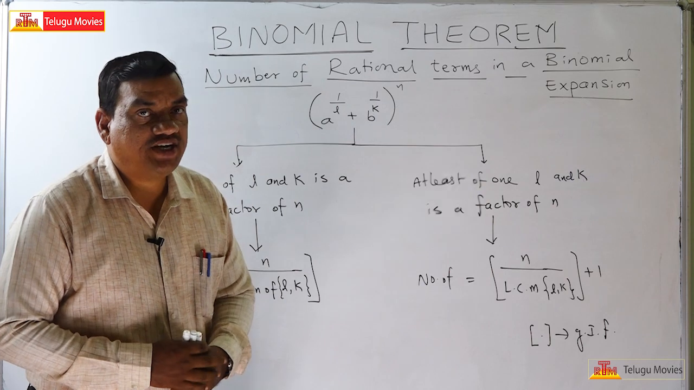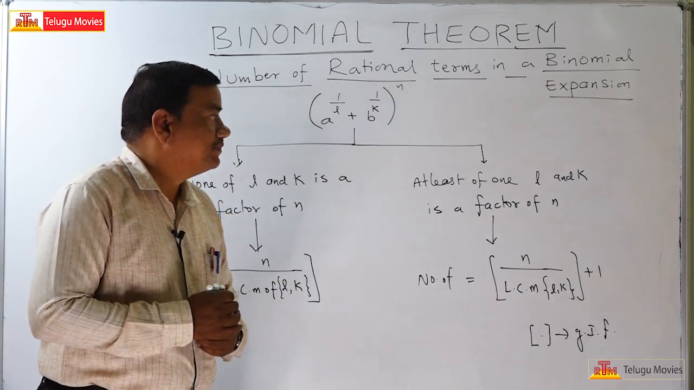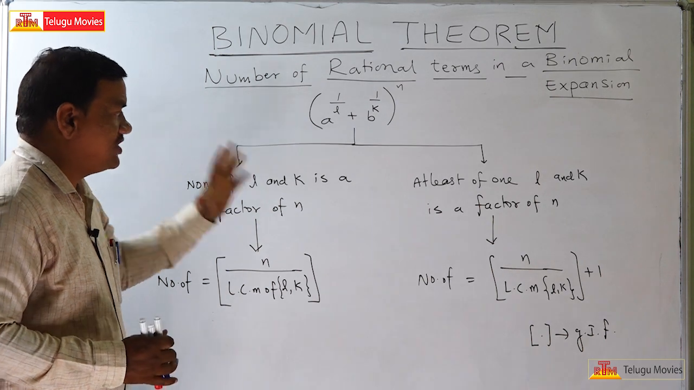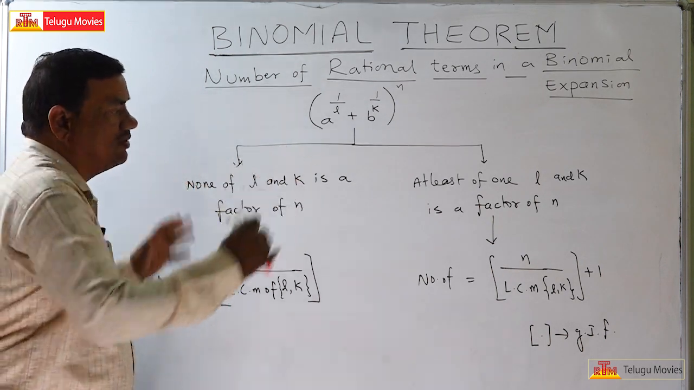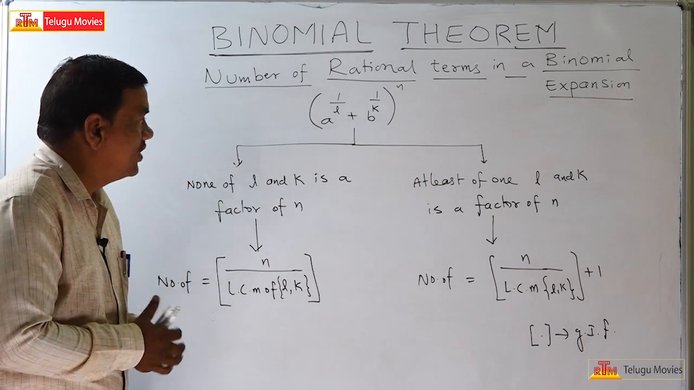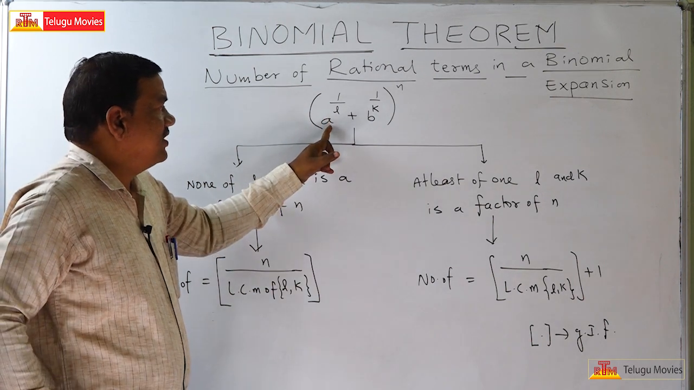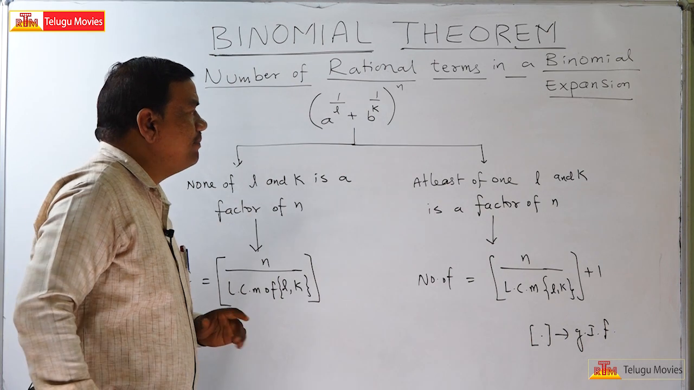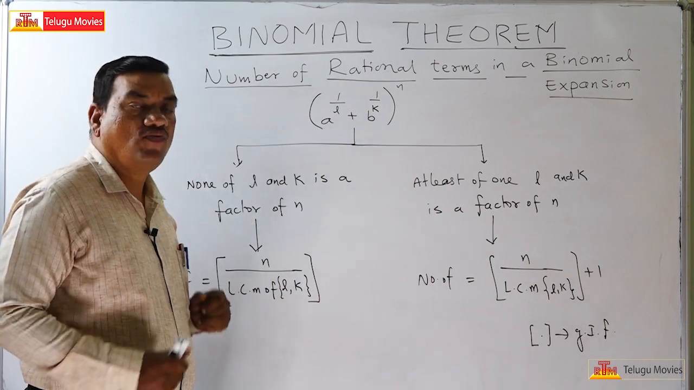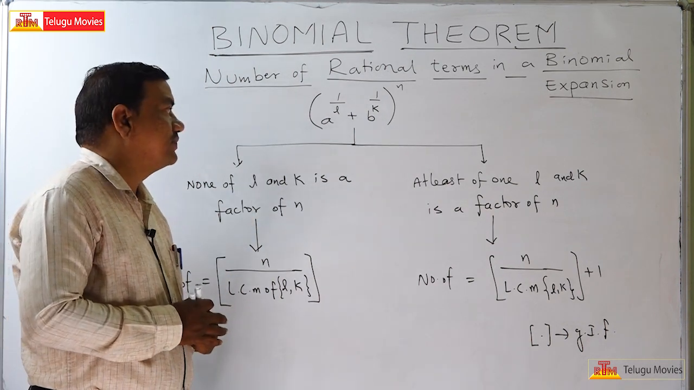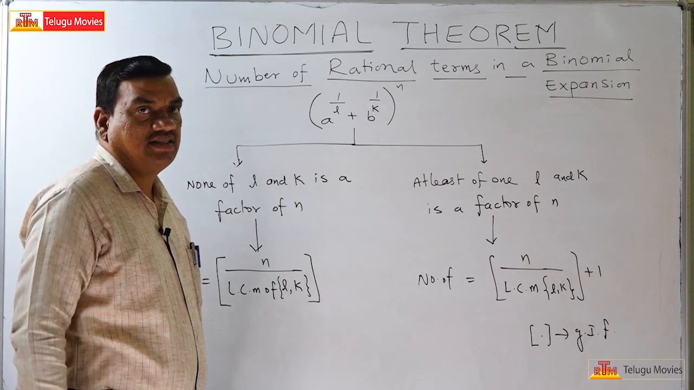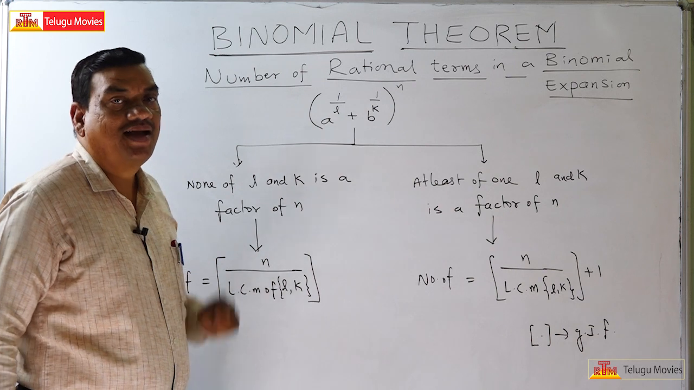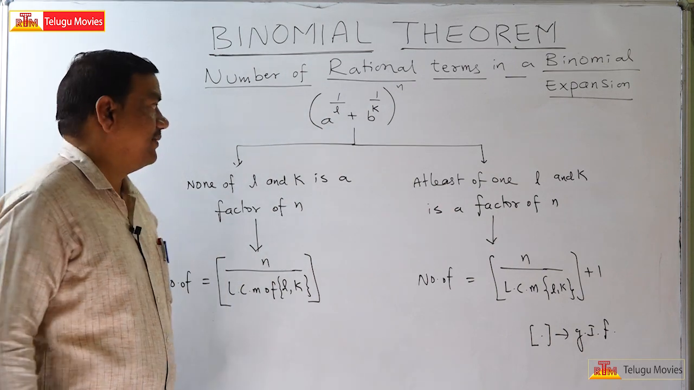Now, welcome to this concept. The number of rational terms in a binomial expansion, this is the formula. So you remember the formula like this. The first term is a to the power 1 by L and the second term is b to the power 1 by k, whole to the power of n. Understand this? Here two cases arise. What is the first case? Observe L and k.